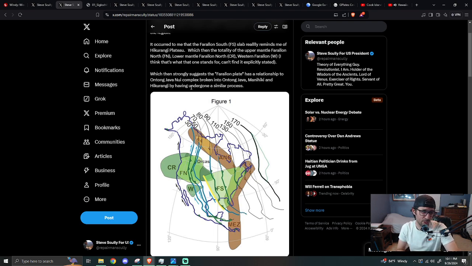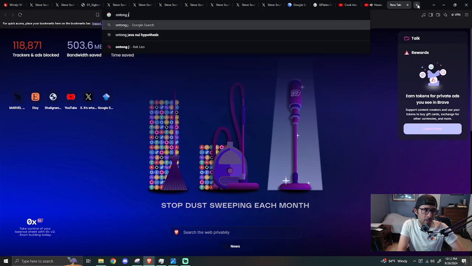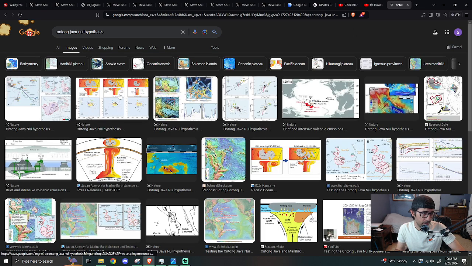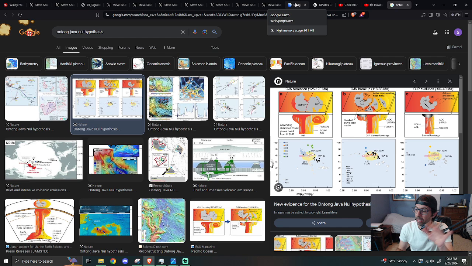Whew, good thing I didn't move on because I totally forgot about this part. So, what am I saying? I'm saying the Ontong Java Nui hypothesis is that Ontong Java, Manihiki, and Hikurangi all formed as one, and then they broke apart like this. But Hikurangi then got wedged in some kind of wedging location, which I'm not really paralleling particularly well, besides that it's just some kind of wedging corner thing.